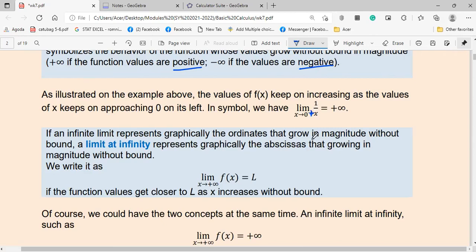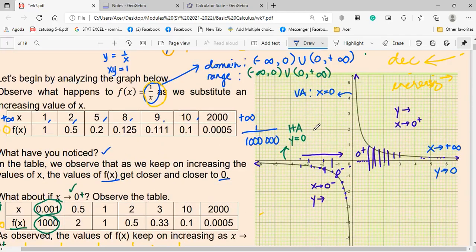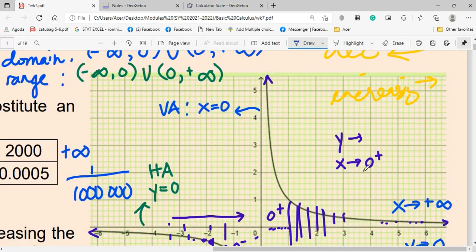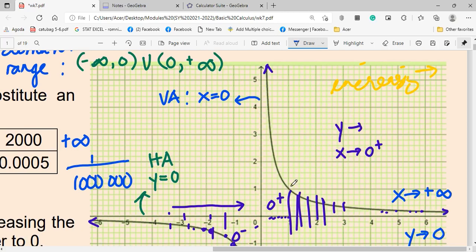Okay? In symbol, we have limit of 1 over x as x approaches 0 from the right, and that's positive infinity. So, if we go back to the graph, here, makikita mo na kapag nag-i-increase ang values ng y, ang x nagdi-decrease. Okay, when x approaches 0 from the right, ibig sabihin, class, you are decreasing the values of x kasi you are getting closer to 0. Ibig sabihin, papunta ka dyan.